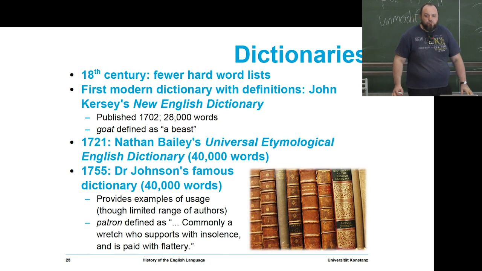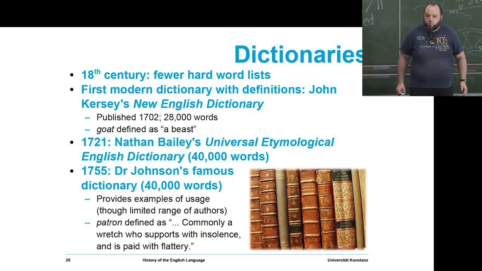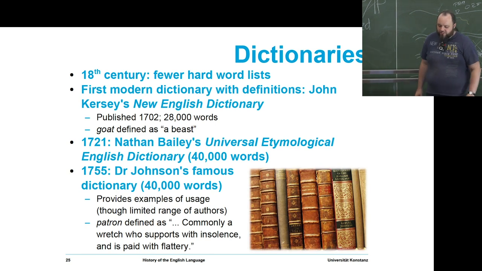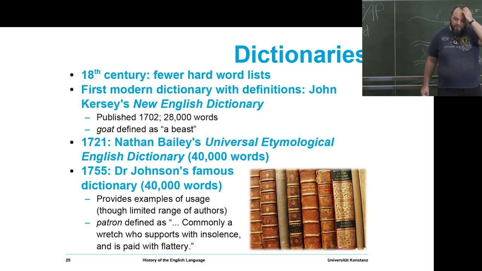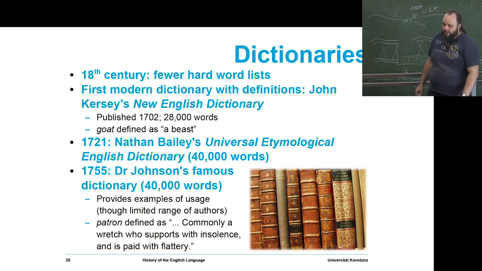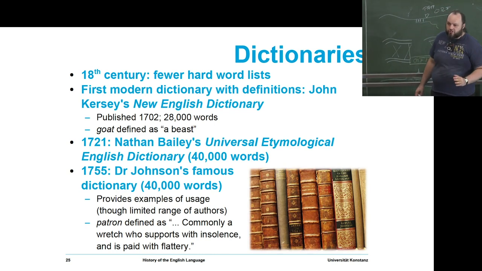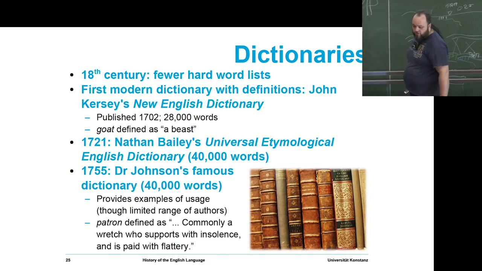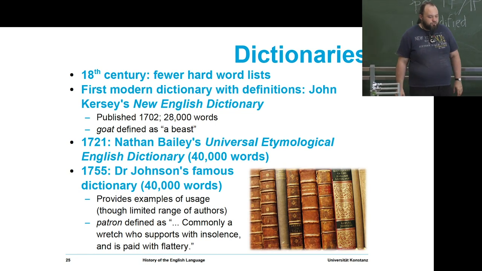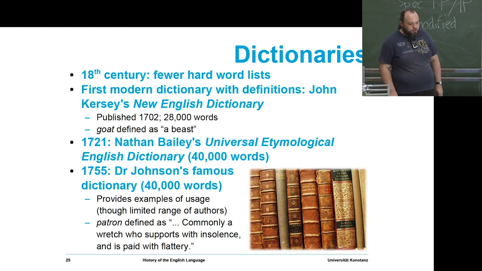If you don't know what a goat is and you look it up in the dictionary and this is all you get, you are not likely to be much wiser after having read this definition. So John Kersey's New English Dictionary was not hugely useful. We've got 28,000 words here. In 1721, Nathan Bailey publishes a Universal Etymological English Dictionary, which contains some information about the history of these words. And this dictionary is 40,000 words long, which is about the same length as the much more famous later dictionary of Dr. Johnson, which was, like I said, similarly 40,000 words.